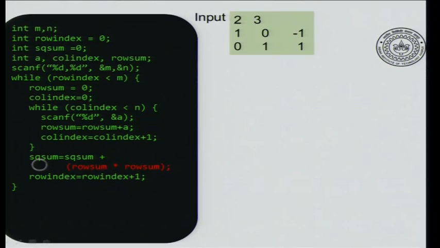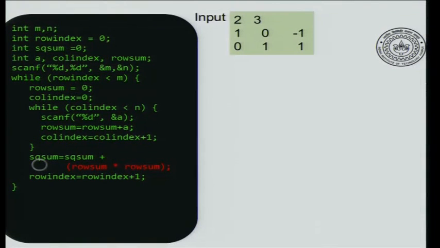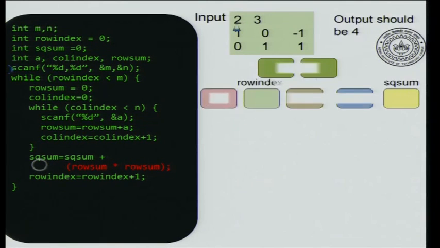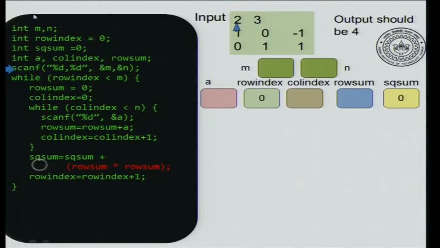So let's try this on a small example to see exactly how the code works. Suppose the input is 2, 3 followed by 2 rows of 3 numbers each. Okay, so the input matrix size is 2 cross 3 and the entries are 1, 0, minus 1 and 0, 1, 1. Let's see how the code executes on this. So the output should be 4 if you do it by hand. And let's see, the variables are m, n, a, row index, column index, row sum and square sum. Okay. Finally, the result should be in square sum.